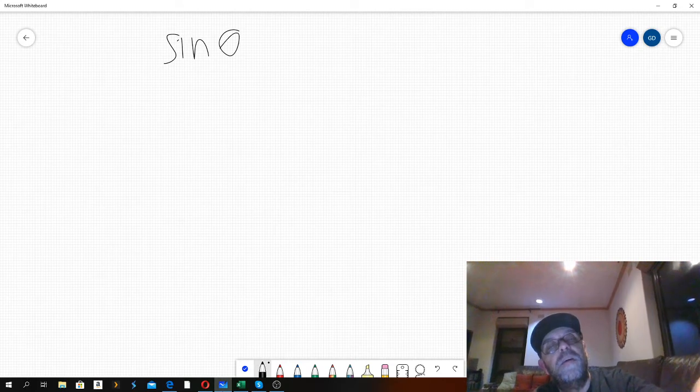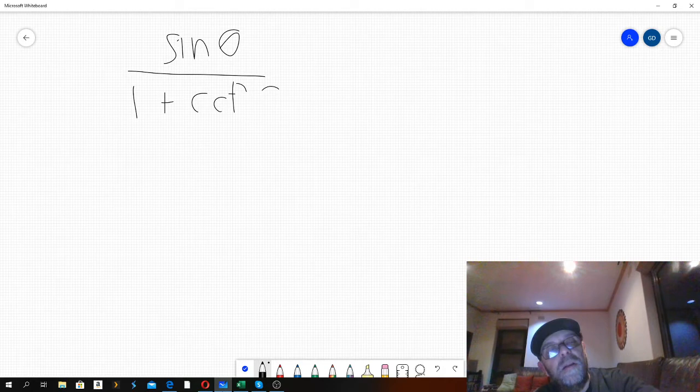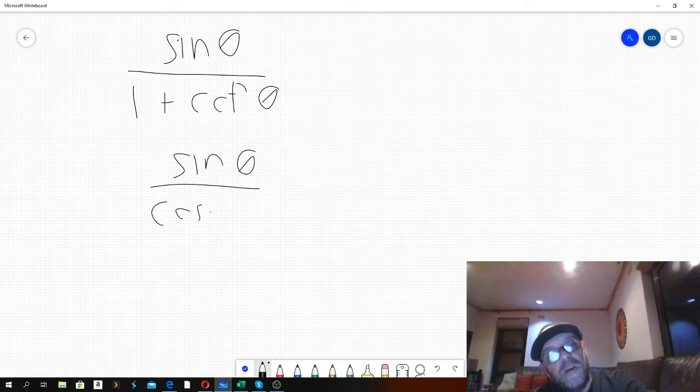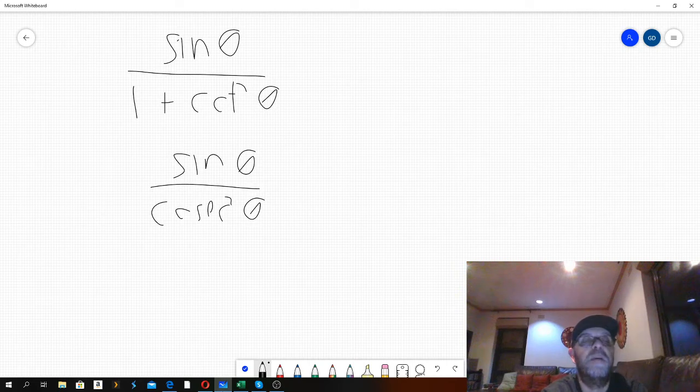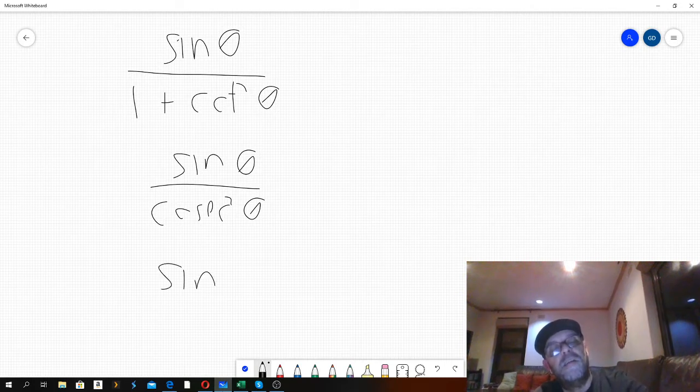Sine theta over 1 plus cot squared. Now again, 1 plus cot squared we already know as cosec squared. So that's sine over cosec squared. But cosec squared is 1 over sine squared, so if I divide by 1 over sine squared, it's the same as multiplying by sine squared. And so sine times sine squared is sine cubed theta.